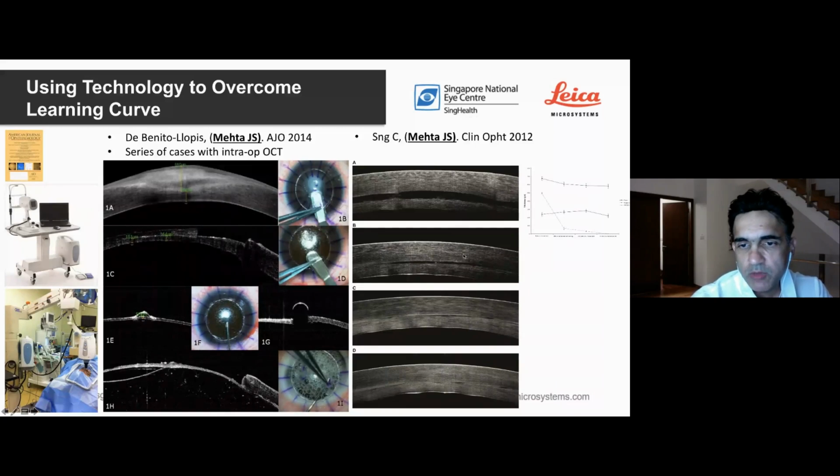And on the right-hand side over here, this is typically a DSAEK that was done with intraoperative OCT. It allowed you to look at this interface space of fluid, and how this disappeared over time. So this is the recipient cornea. This is the donor cornea. This is your air bubble inside the anterior chamber. And what you can see is the spacing is going down.